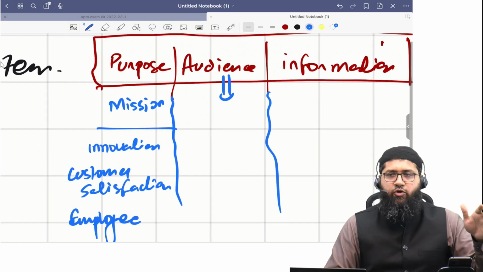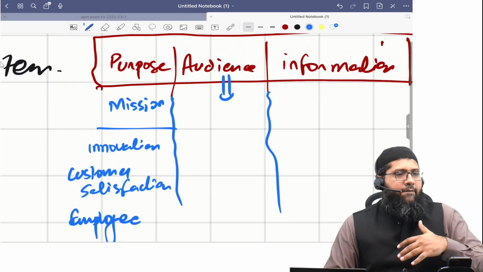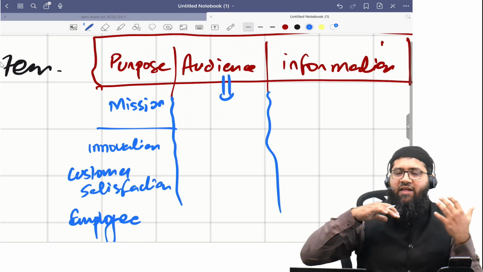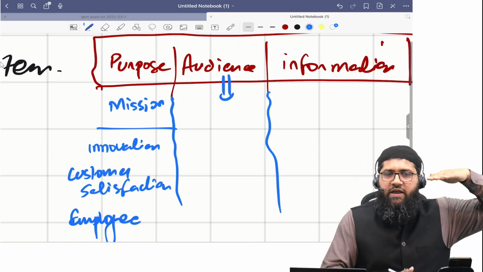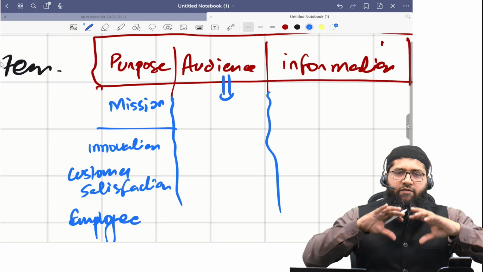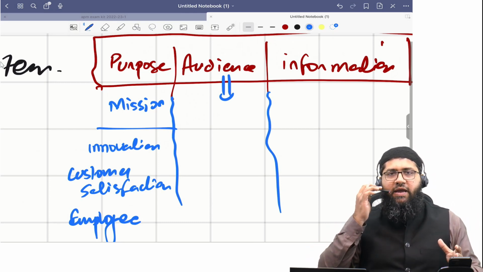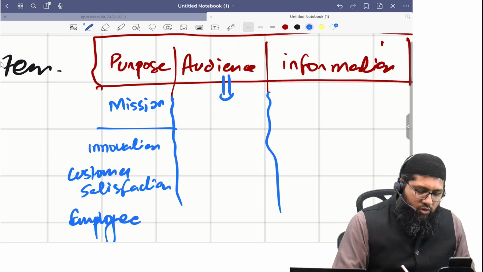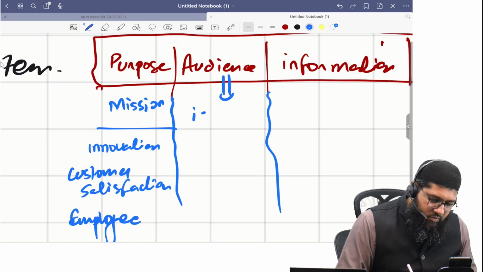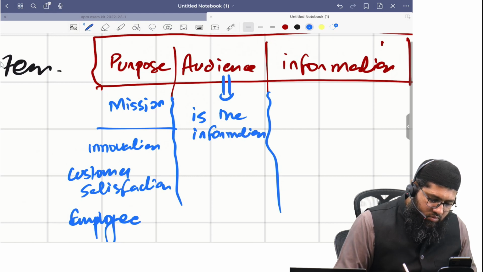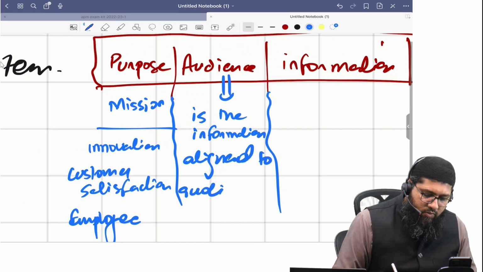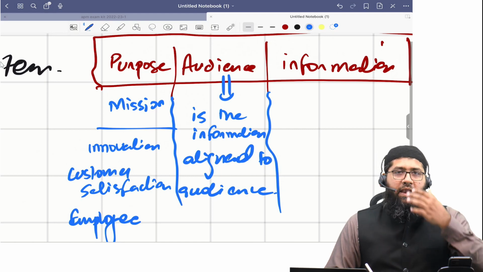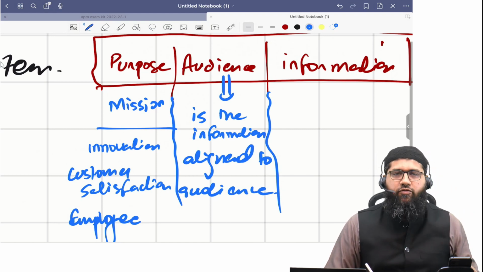They could be engineers, marketers, sales personnel, finance professionals, different types of people. So your audience is the top-level audience, and the information presented to them should be easily understandable for them, right? So is the information aligned to the audience or not? That's something that you would have to see, right?